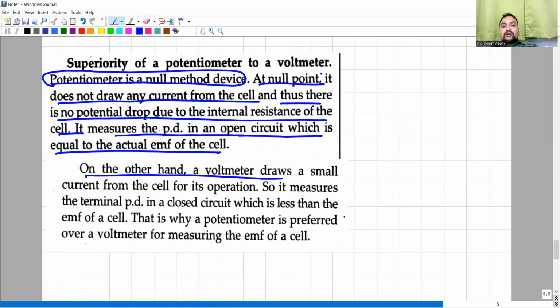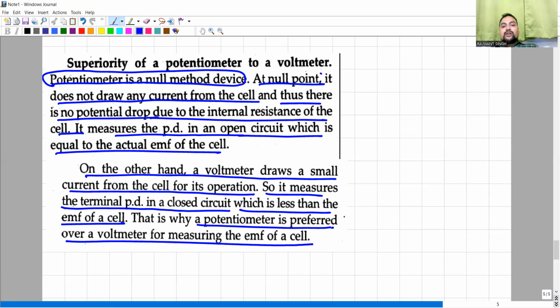On the other hand, a voltmeter draws a small current from the cell for its operation. So it measures the terminal potential difference in the closed circuit, which is less than the EMF of the cell. That is why the potentiometer is preferred over a voltmeter for measuring the EMF of the cell.